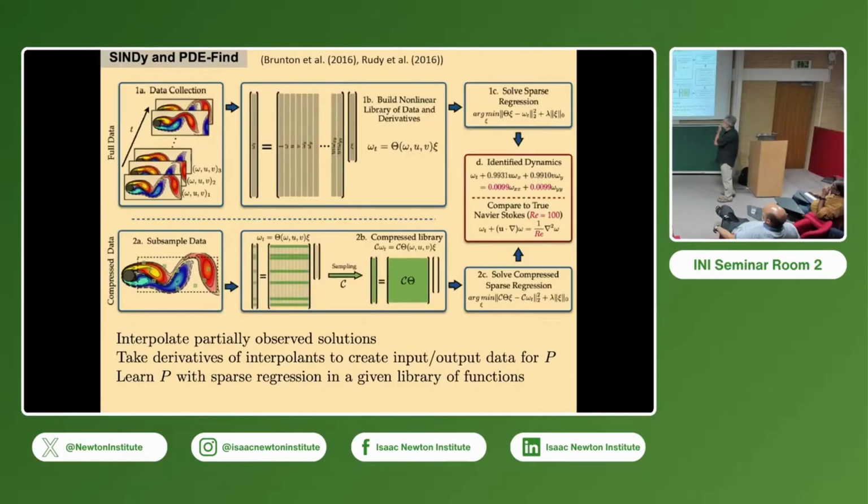Okay, so one popular method for solving this type of problem is SINDy and its variant PDE-FIND. The idea behind this method is to interpolate partially observed solutions, take derivatives of the interpolants to create input-output data for this unknown functional form P, and then learn this P via sparse regression in a given library of functions. So this has been a very popular method.